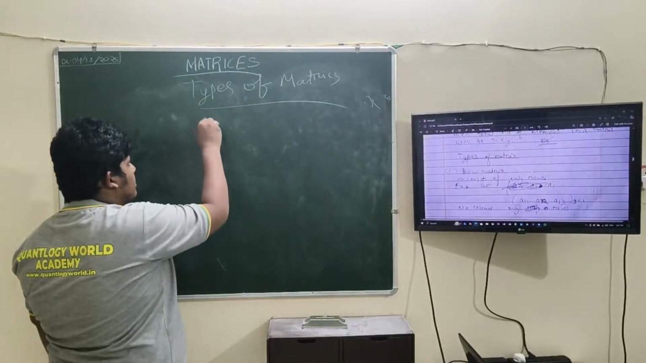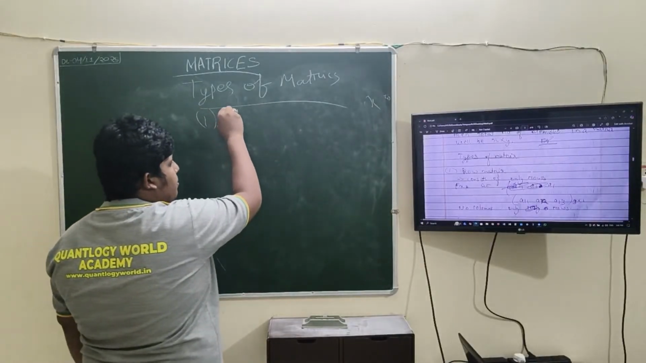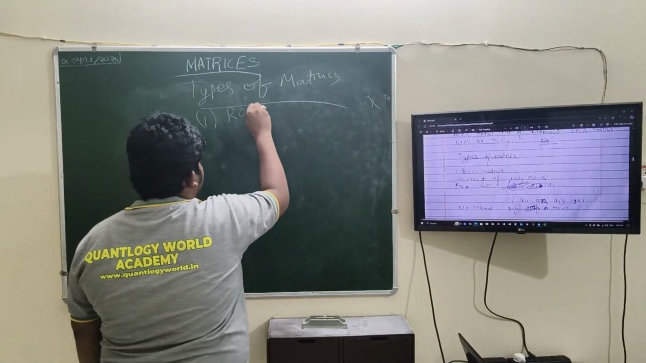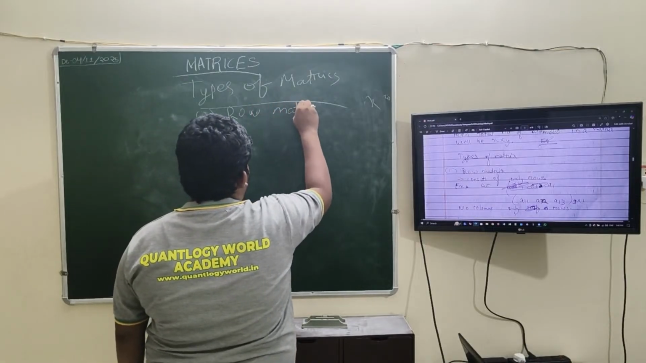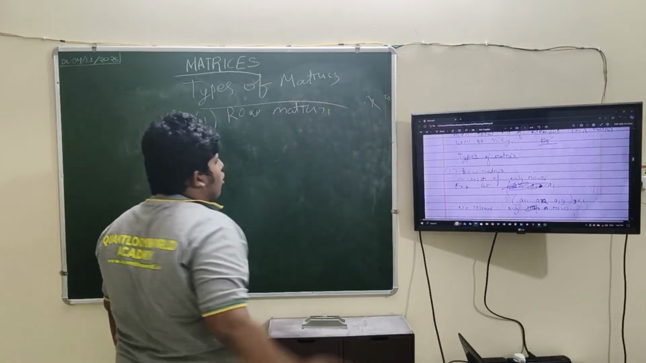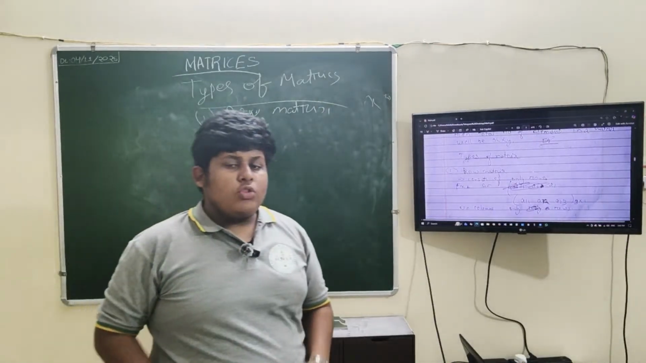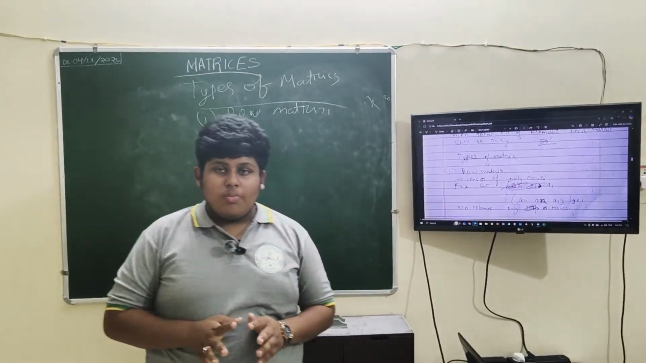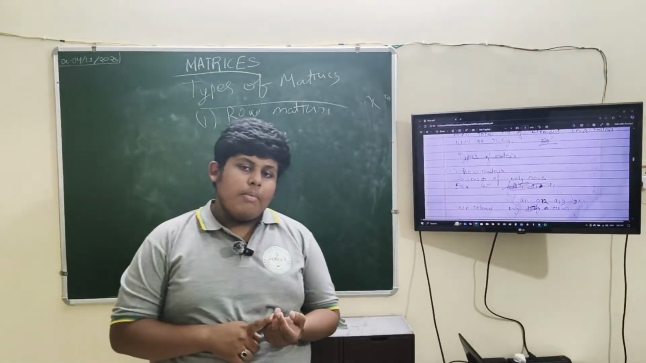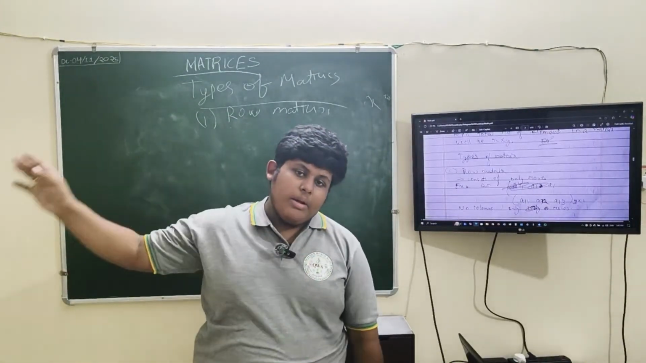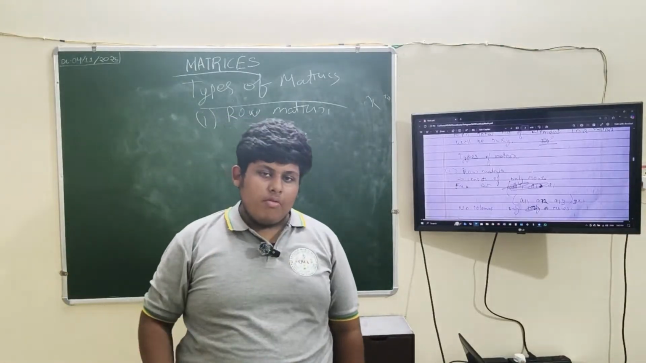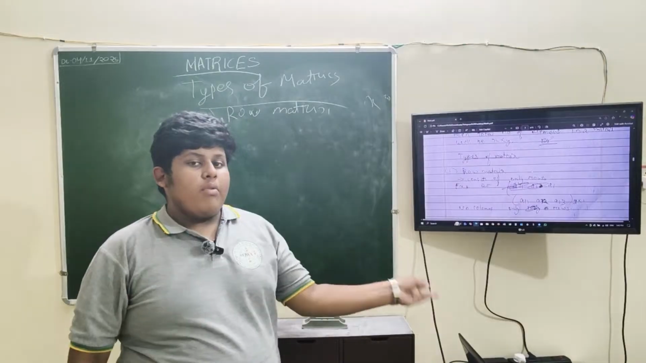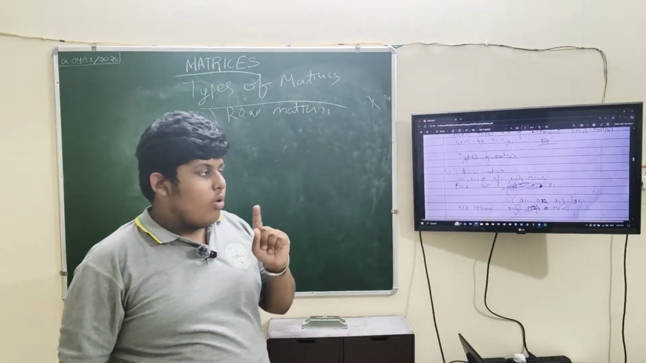The first type is the row matrix. A row matrix means a matrix which consists of only rows. There will be only one column, and we can write any number of rows, n number of rows, but the number of columns will be one.